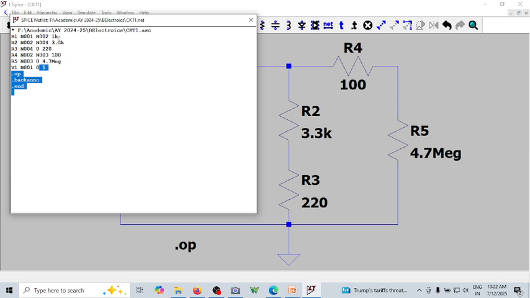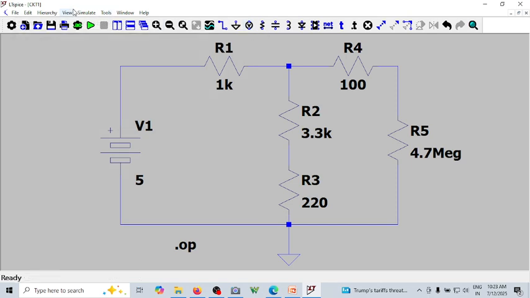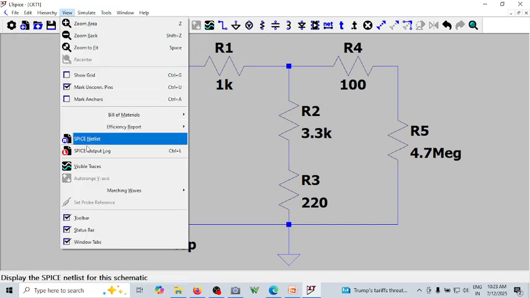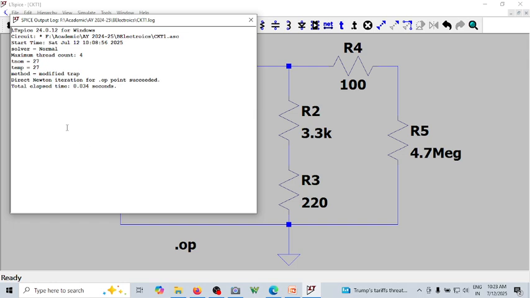Can you see there is a 4.7 MEG, 4.7 mega. Next it is .op, the type of analysis you are doing, and then of course the start and end of your program. And if you see the output log, it just indicates how much time it is taking and so on.